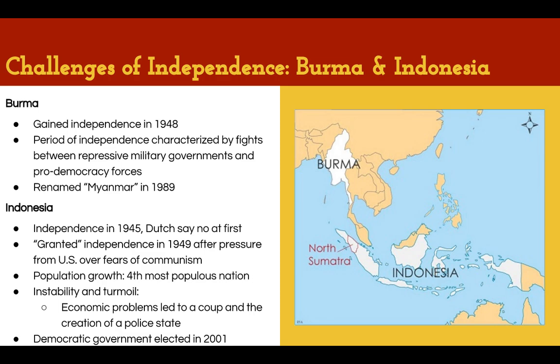The country of Indonesia has dealt mostly with large population growth. They are the fourth most populous nation in the world. Indonesia is the largest Muslim country in the world, but this has, of course, led to instability and turmoil. There have been economic problems in dealing with a nation of this size that led to a coup. There was the creation of a police state at one point, and in 2001, they did manage to elect a democratic government. So Indonesia is often seen as a modern Southeast Asian nation that has overcome some challenges, but the world certainly works closely with.